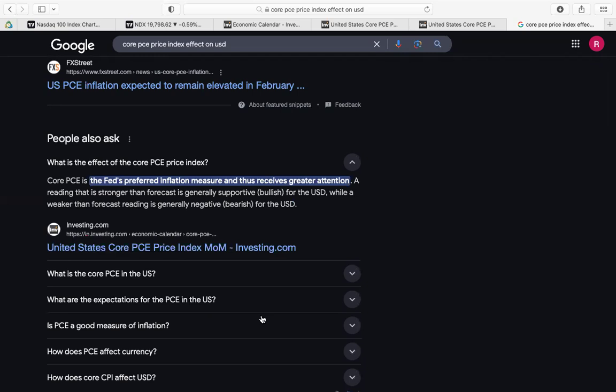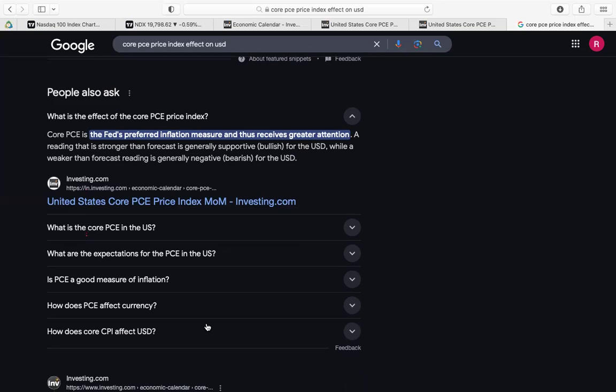It says core PCE is the Fed's preferred inflation measure. So it measures inflation and thus receives greater attention. A reading that is stronger than the forecast is generally supportive, bullish for the USD. So meaning we already have our direction. While a weaker than forecast reading is generally negative for the USD. You see what I'm talking about? Meaning they give us the direction, simple, right? I hope we're all together.